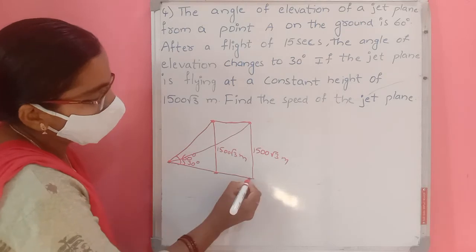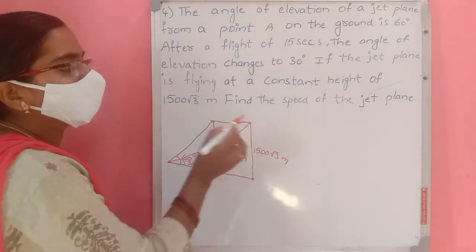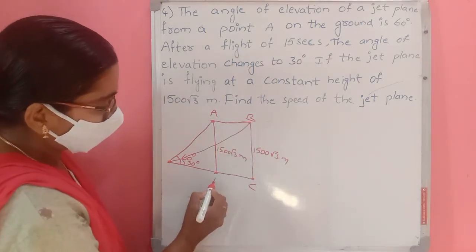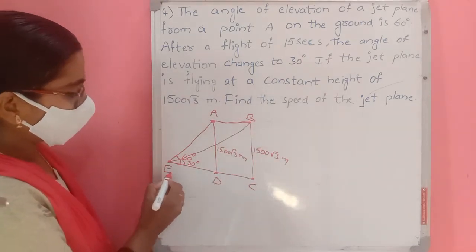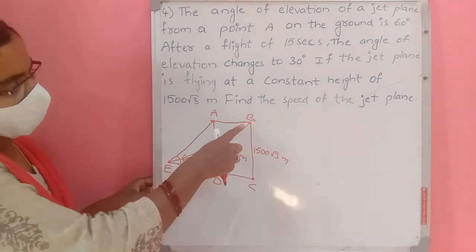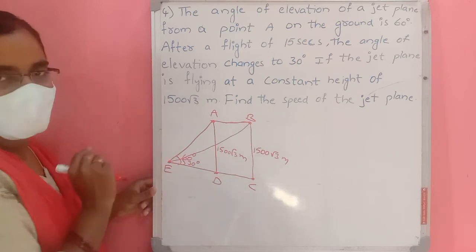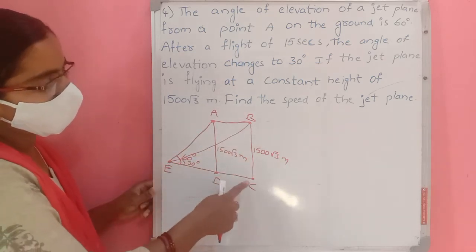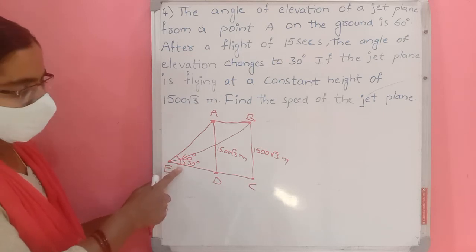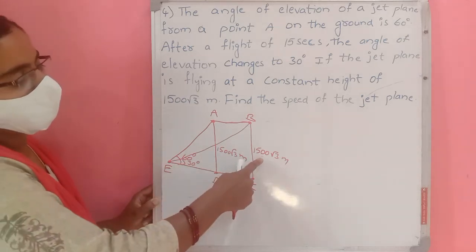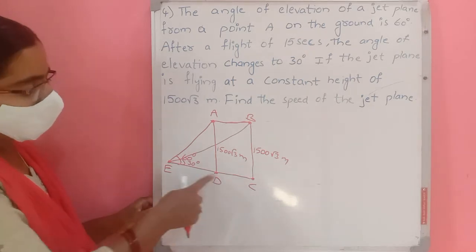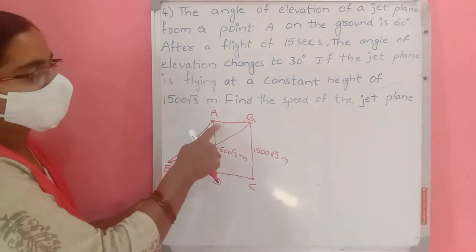So from here to here, how much distance? From here to here also we have the same distance. A, B, C, D, E. If you take it like this, you can observe this. First, this triangle B, E, C. In this we know this angle E, that is 30 degrees, and the opposite side is 1500 root 3 meters. Now we need this EC. Why? Because we need this distance.